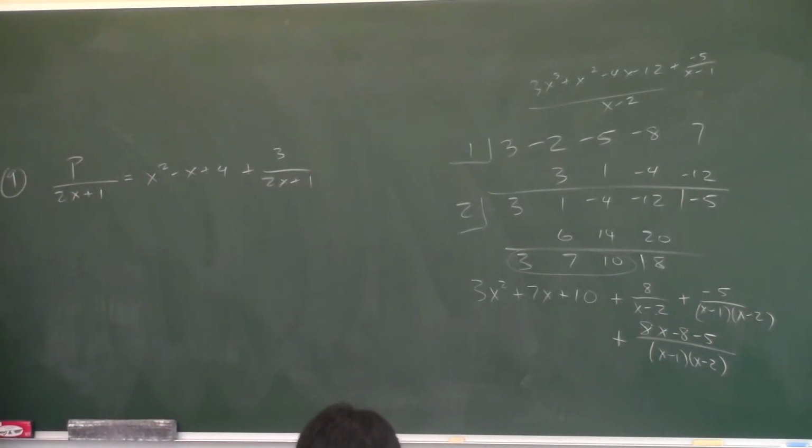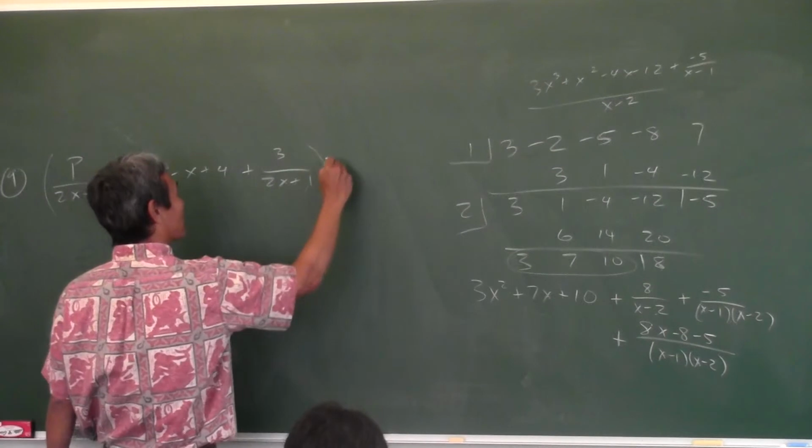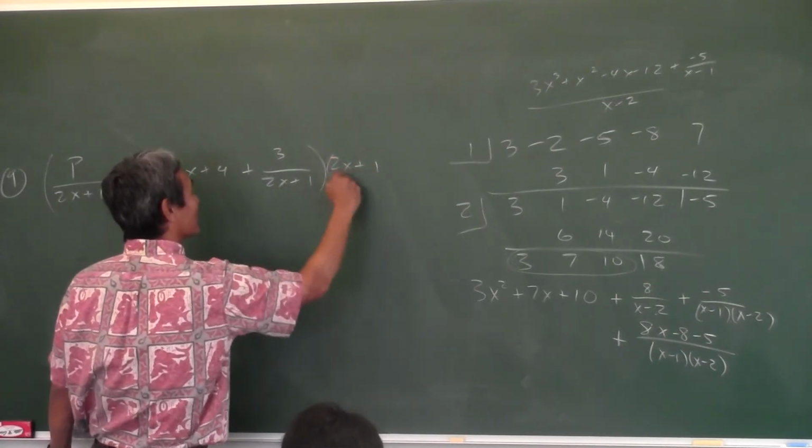So let me ask you this. You have to find what p is. What do I have to do to figure out what p is? Multiply both sides by 2x plus 1. That's all you gotta do. Can you guys take it from there? Look, how do you get rid of 2x plus 1 in the denominator? Multiply both sides by 2x plus 1, right? Okay, here we go. Multiply both sides by 2x plus 1, like this.